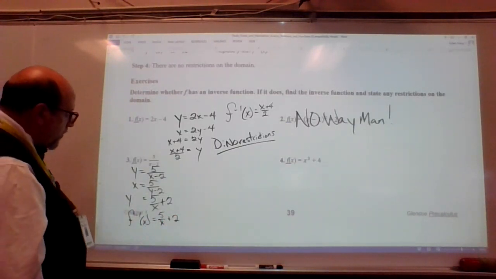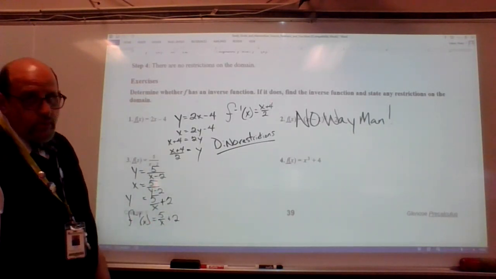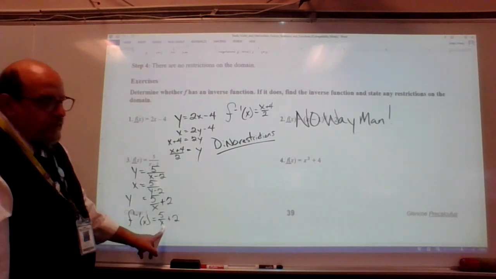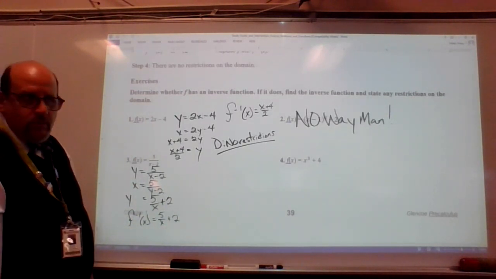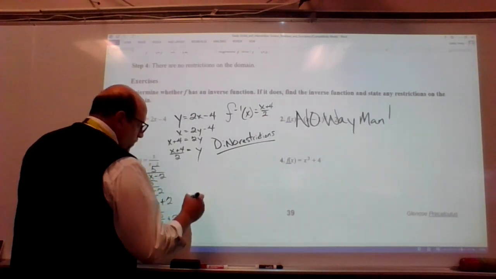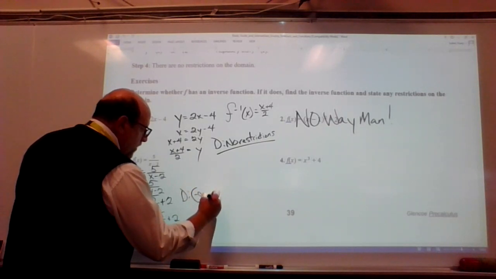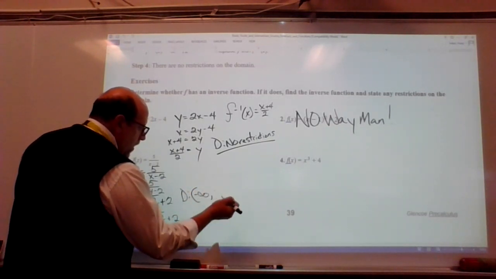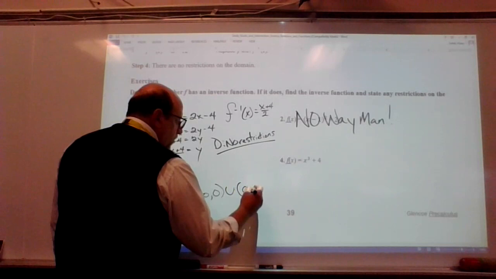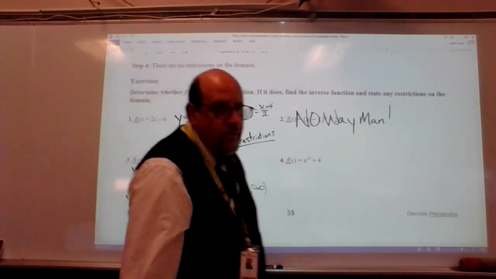And are there any restrictions? Yeah. There's a vertical asymptote at 0, right? So we can never, ever touch 0. It doesn't exist. If I put a 0 in here, so we would have a domain that is negative infinity to 0, not including it, union 0 to infinity. And that's how we would do that one. And there's our inverse. All right, last but not least, we'll do the very last one.